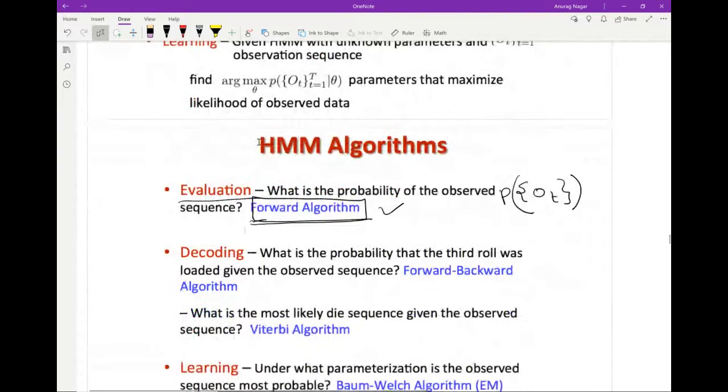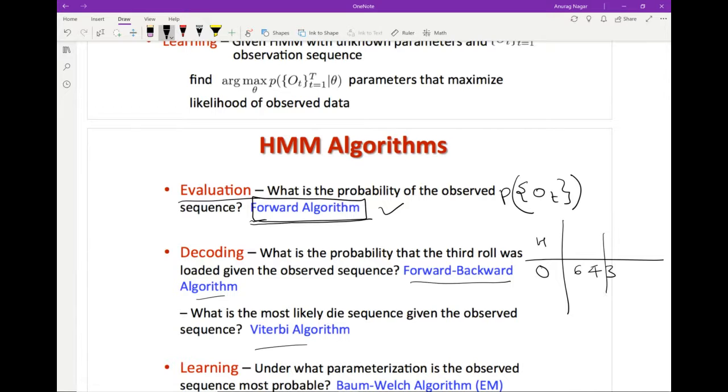What is the probability that the third roll was loaded given the observed sequence? Now there are two algorithms for that, forward-backward and Viterbi. So it's like I'm giving you a set of observations. So I'm giving you O, hidden states. I am not really interested in all of them. I'm simply saying maybe 6, 4, 3. So I want you to tell me at time 3, was it by loaded or was it by fair? That is called the decoding question.